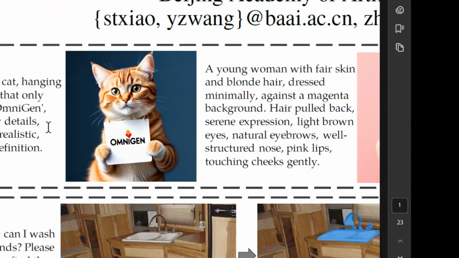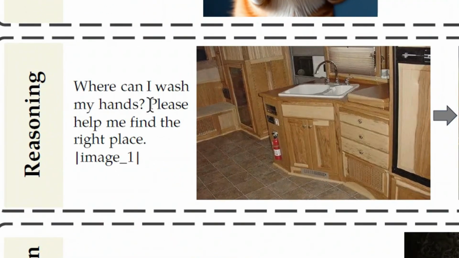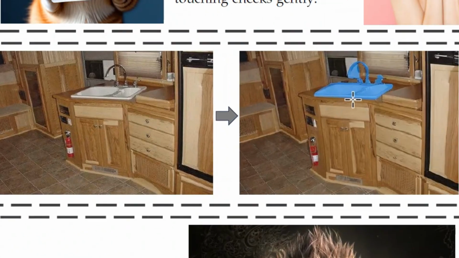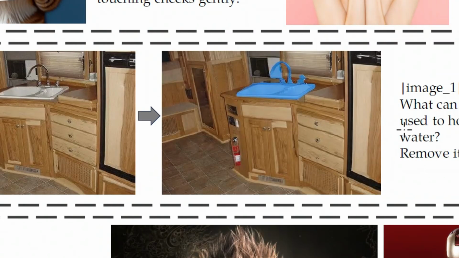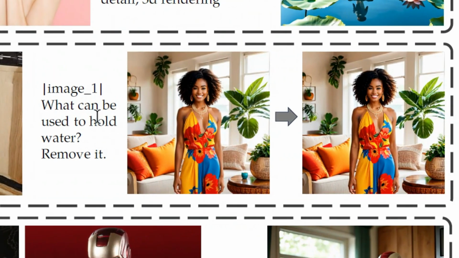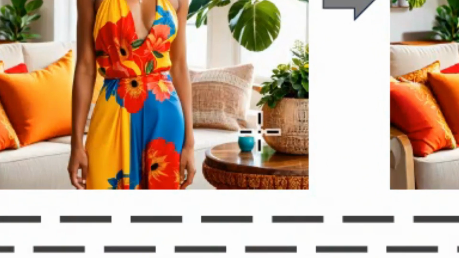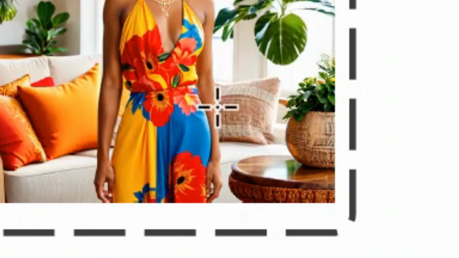Then we have reasoning. So where can I wash my hands? Please find me the right place. So we put in this image here and out comes a highlighted, blue color highlighted of the sink where you can wash your hands. Now another is, what can be used to hold the water in image one? Remove it. So it correctly identifies that there is a small cup. It identifies the cup and it removes the cup in the images. That is pretty good.